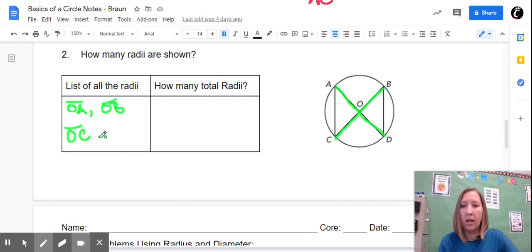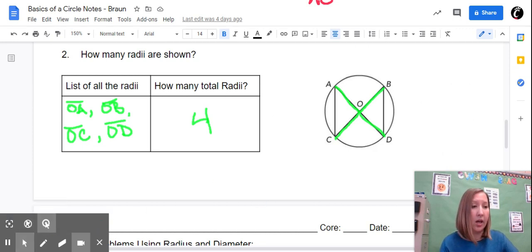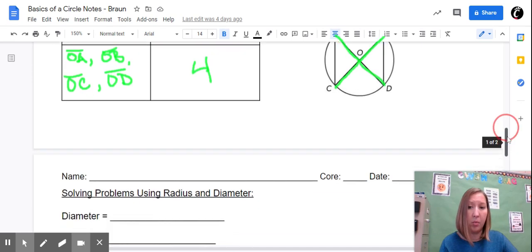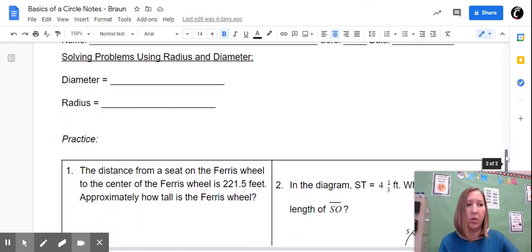OC, and OD. Now, we could technically draw an infinite number of radii, but since we're looking at these specific points, that means there are going to be 4 total radii in this circle. So we have the segments OA, OB, OC, and OD. The rest of our segments would be something else. It'd either be chords or diameter. All right, so let's take a look. We're going to move on to the back, and we're going to do some more work with our circles.